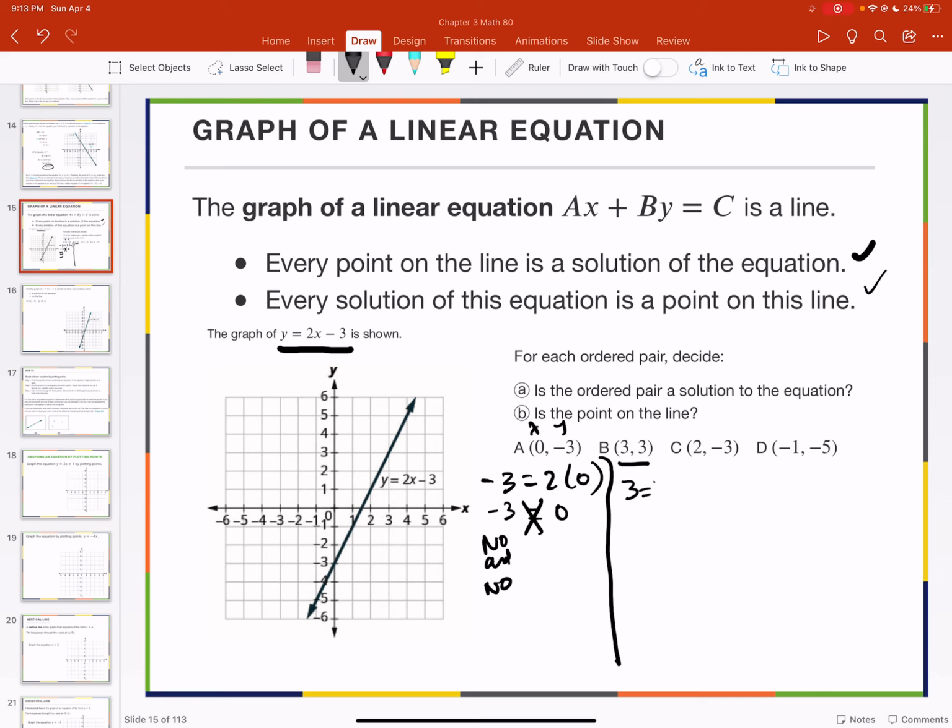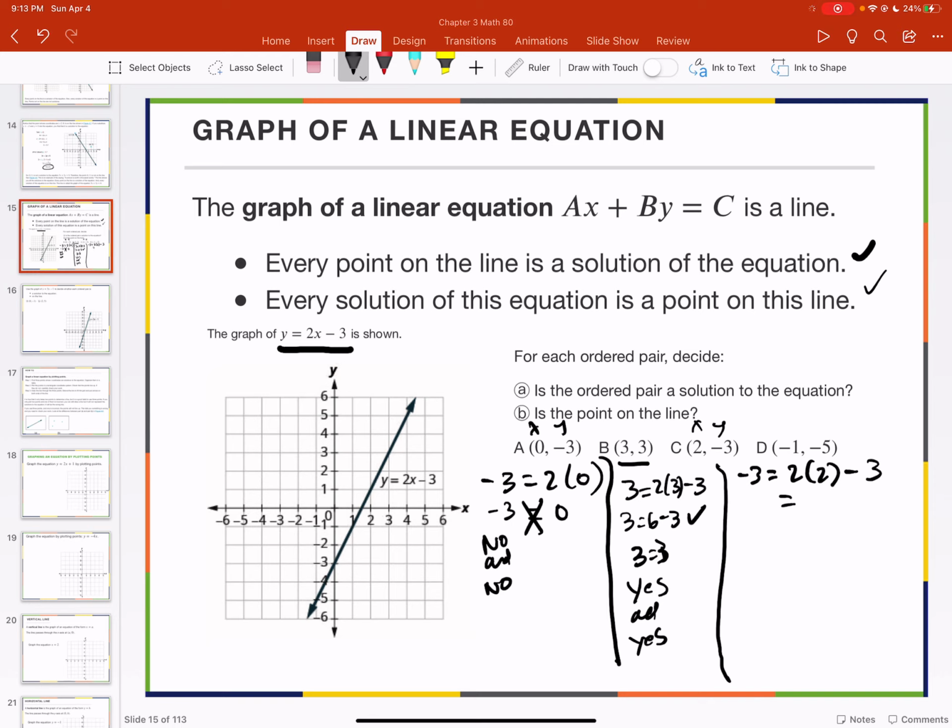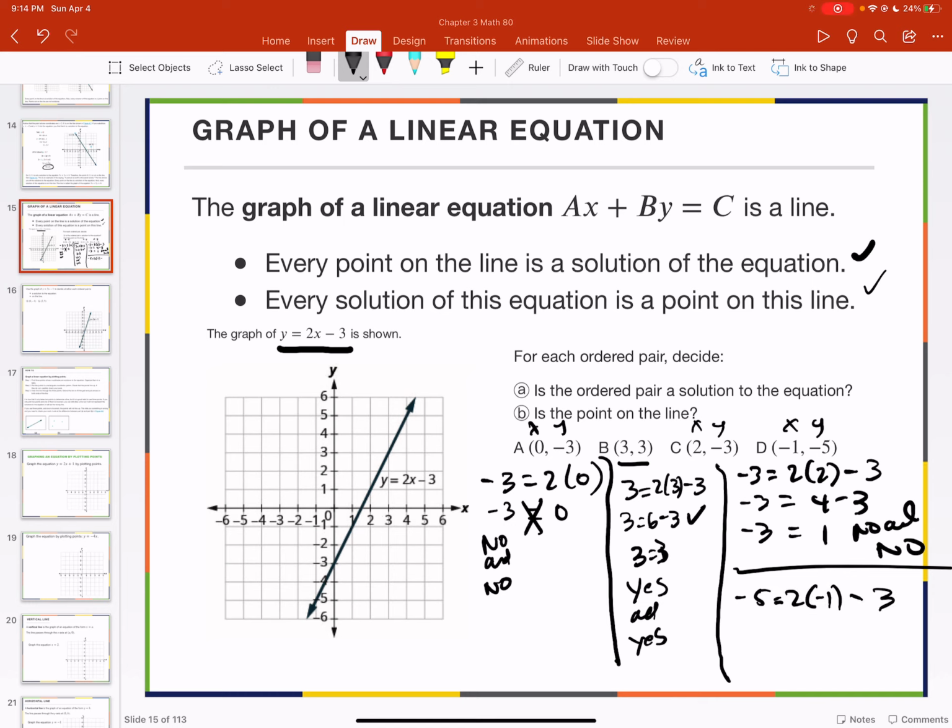How about (3, 3)? Does 3 equal 2 times 3 minus 3? It actually does. 3 is equal to 6 minus 3. Yes. 3 equals 3 today. And so yes and yes. Next one. Does negative 3 equal 2 times 2 minus 3? Does negative 3 equal 4 minus 3? Not today, right? So no and no. And then the last one, D, we have negative 5 equal to 2 times negative 1 minus 3. Negative 5 equals negative 2 minus 3, negative 5. So yes and yes.